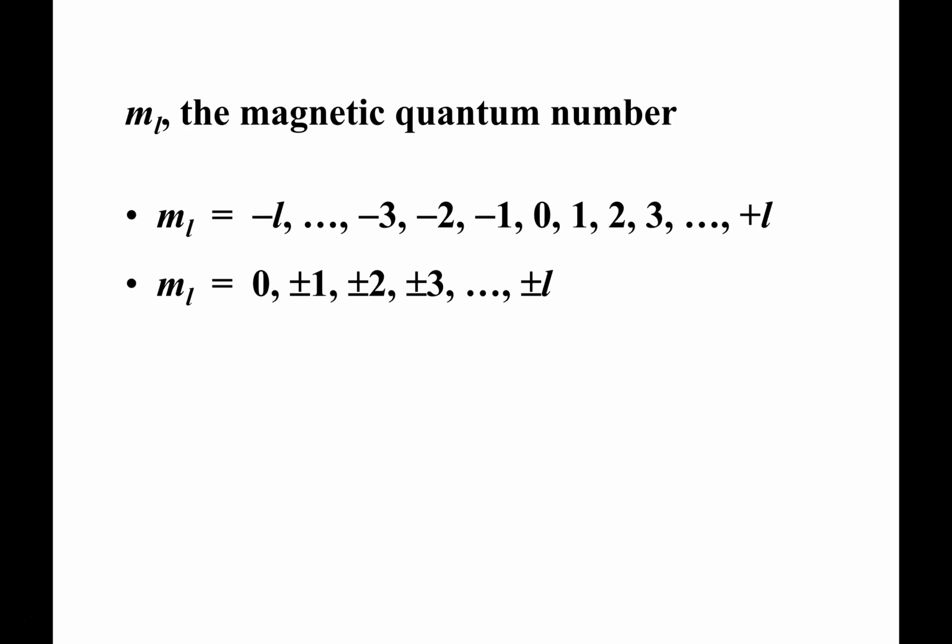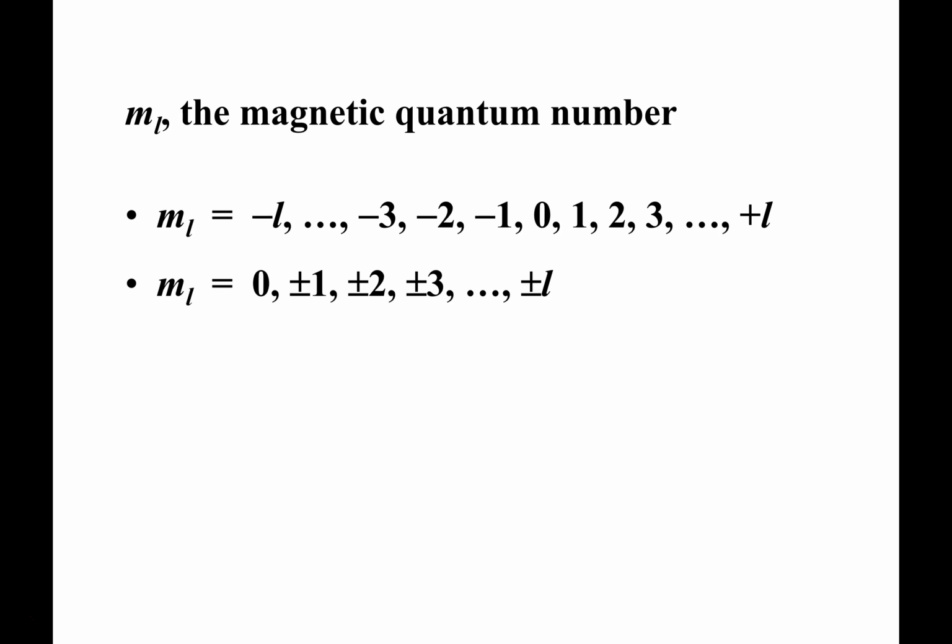What I like to do is show you what this looks like. This says for every subshell type, you will have M sub L values from 0, plus or minus 1, plus or minus 2, plus or minus 3, all the way up to plus or minus L. Well, if it's an S type, L is equal to 0. So you got 0 all the way up to plus or minus 0. Kind of weird. So actually, if it's an S type, this M sub L value is equal to 0.